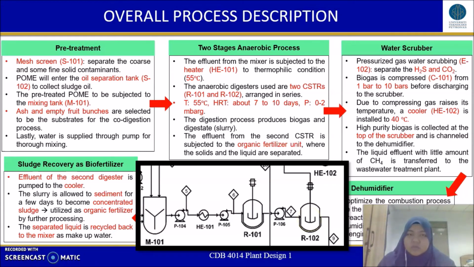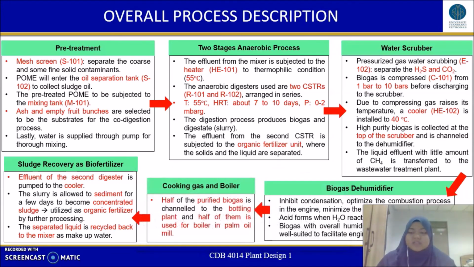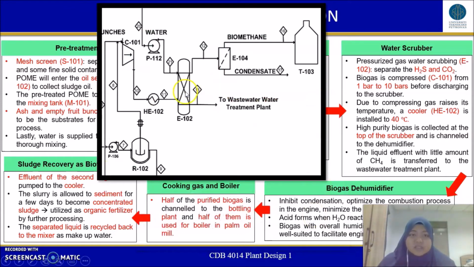So the digestate will be used to obtain organic fertilizer. The biogas that is produced may contain some contaminants, so what we do is we have a water scrubber. The biogas that is produced is compressed to 10 bars and enters the water scrubber, where we use water to remove the contaminants, so that the biogas produced on top of the water scrubber is high purity biogas, and any contaminants will be removed in the bottom part of the water scrubber, where it will contain hydrogen sulfide and some carbon dioxide.